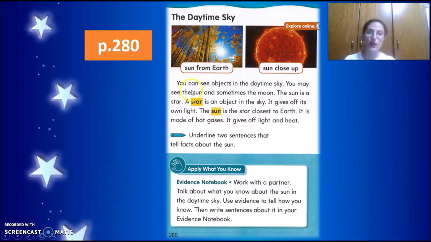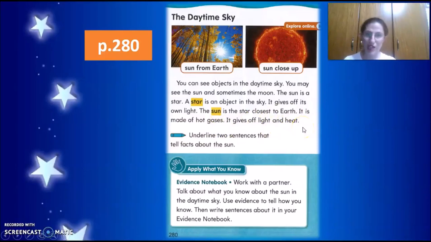Great, let's read together. You can see objects in the daytime sky. You may see the sun and sometimes the moon. The sun is a star. A star is an object in the sky. It gives off its own light. The sun is the star closest to Earth. It is made of hot gases. It gives off light and heat.